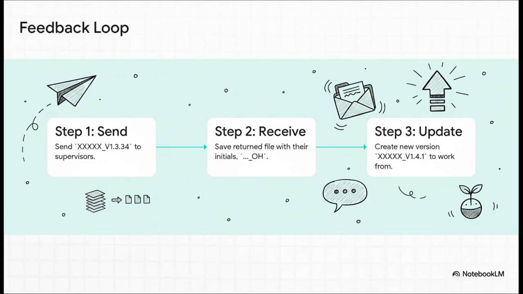In step 1, you've finished your edits and you send off version 1.3.34 for review. For step 2, the feedback comes back. You can even save their marked up file with their initials just for your own records. Then, and this part is key, for step 3, you create a new file to start working on. And since it's a new round of edits, you bump up that minor version number to V1.4.1.